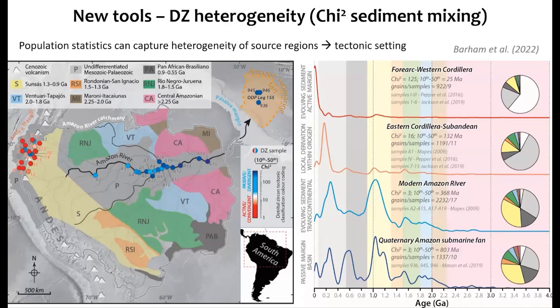So if you see any red samples, that's saying it's an active convergent margin. If you see darker and darker blue, that's saying it's going towards more of this passive margin. And you can see it quite nicely captures the active side running through and becoming progressively more and more mixed, and capturing that heterogeneity of the basin geology as we head towards the east.